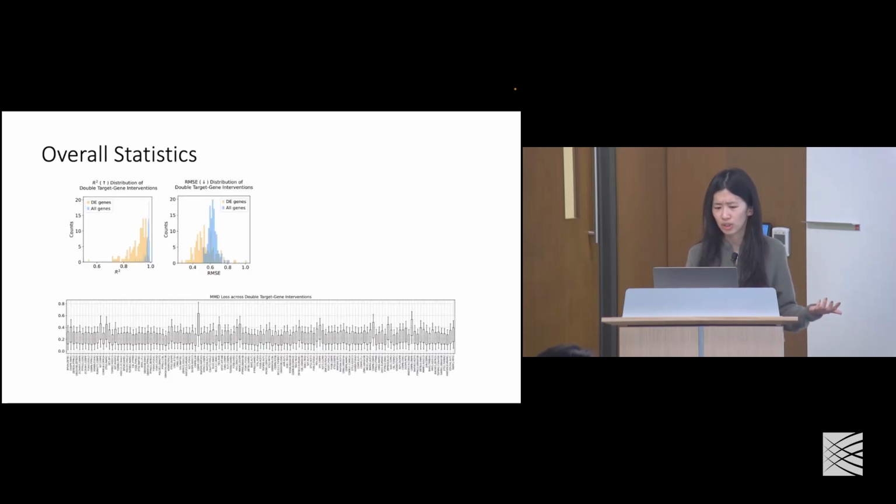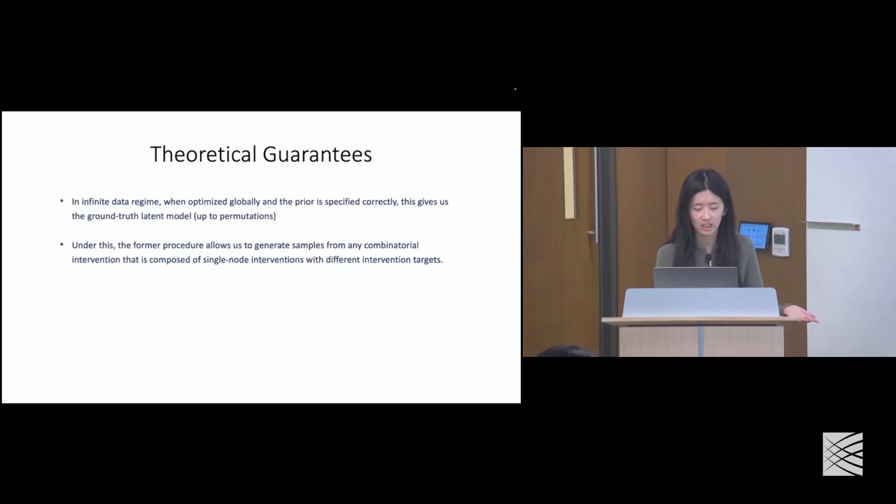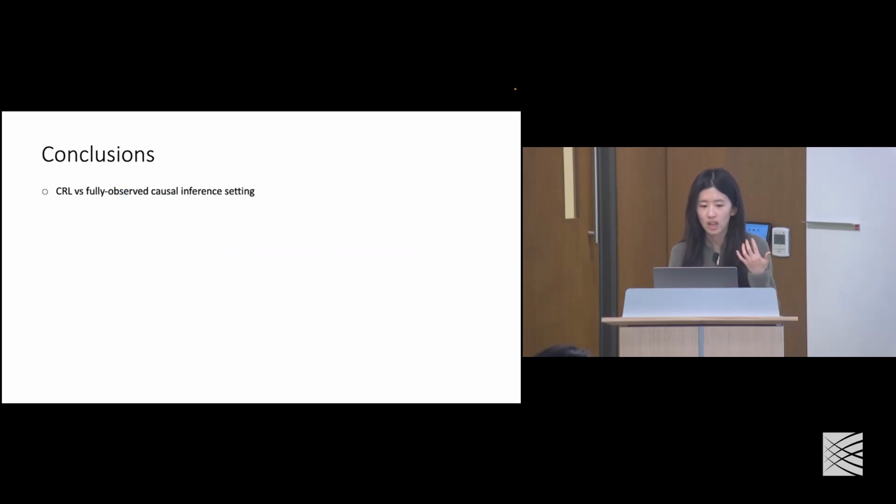There are the overall statistics. Somehow you can also prove theoretically that if you actually identify the latent graph, then the procedure I was telling you about to generate multi-node interventions will give you the exact distribution, in theory, of the combinatorial intervention. So I think I'll quickly wrap up now. Sorry for taking too long.